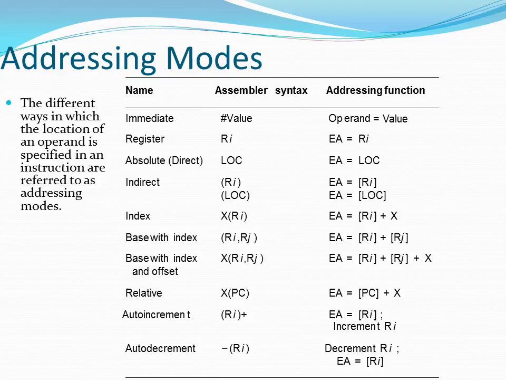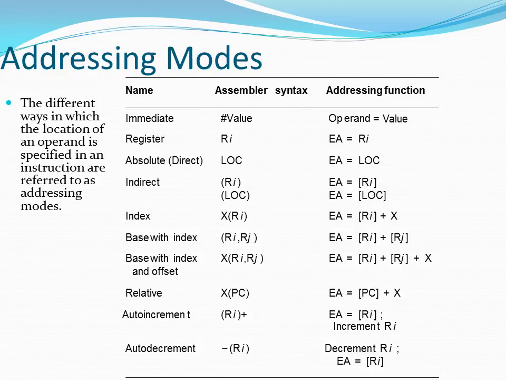We have different types of addressing modes: immediate addressing mode, register addressing mode, absolute addressing mode or direct addressing mode, indirect addressing mode, index and base with index addressing mode, base with index and offset addressing mode, relative addressing mode, and auto increment and auto decrement addressing mode. So these are the different types of addressing modes. Now, immediate addressing mode. What is the immediate addressing mode? In the instruction itself we have the operand. For example, a hash value. What is the meaning of a hash value? Means hash 5.